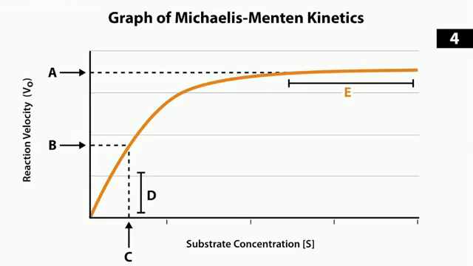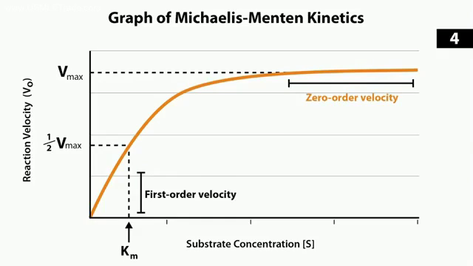Look at number 4 and number 5 in your study guide, and I want you to pause the video and try to label these, and then we'll talk through the answers. So in question number 4 on the Michaelis-Menten graph, A is Vmax, B is 1/2 Vmax, and then C is Km, which is the concentration of substrate needed to achieve 1/2 Vmax. D is indicating the region of first order velocity, and then E is indicating the region of zero order velocity.